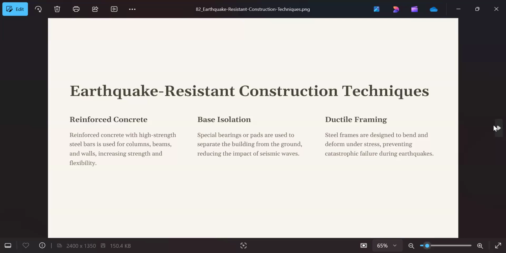We are just discussing this in brief, because as we move on with the session, we'll see everything in detail. But we have to consider earthquakes, because earthquakes are bound to happen, and many infrastructures get destroyed during earthquakes. So if the building is in an earthquake zone, the reinforced concrete, the base isolation, and the ductile framing have to be taken into consideration.